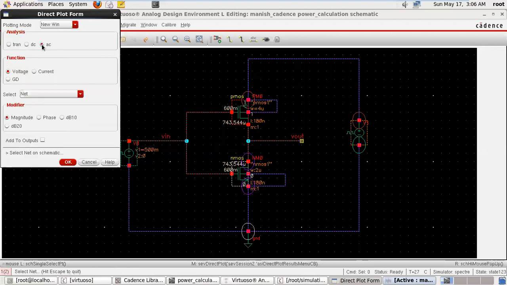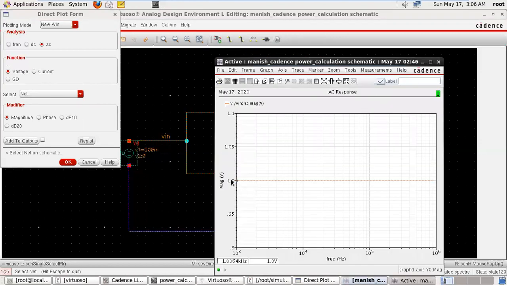Now we are talking about the AC power. When you click here, AC voltage and current are always in 90-degree phase. Here you are showing the voltage, current and the group delay. Voltage again functions as net, differential net, or instance with two terminals. When you select the net, it is showing your input voltage because we have taken 1 volt, so it is constant throughout the wire.